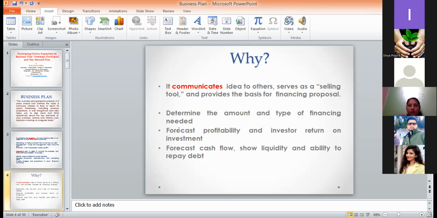So, to forecast profitability and investor return on investment: how much return you are going to pay in the form of dividend to the shareholders. When it comes to investors' return on investment, they always aim at maximizing the value of their organization. Because the investment amount may be, they may have invested in your company by purchasing 1,000 shares for rupees 10 per share.